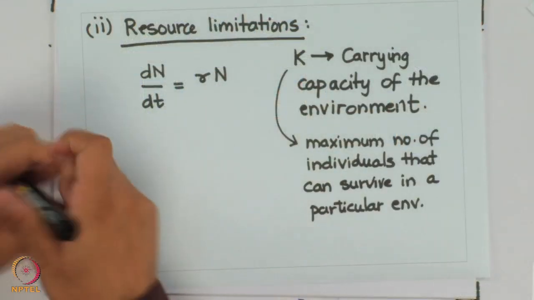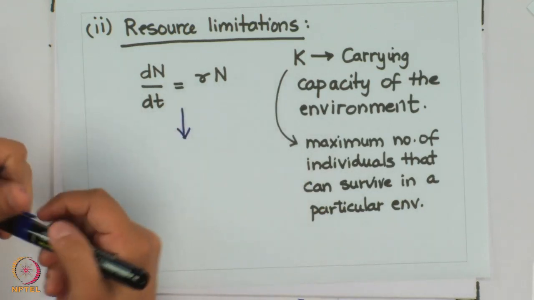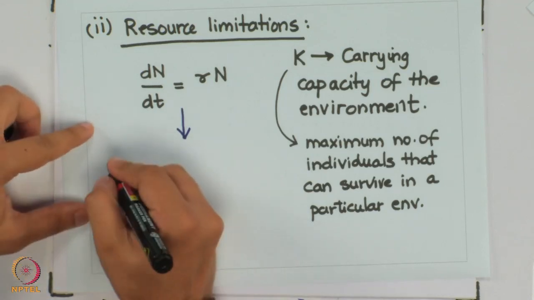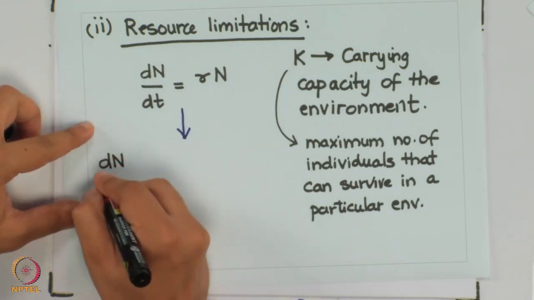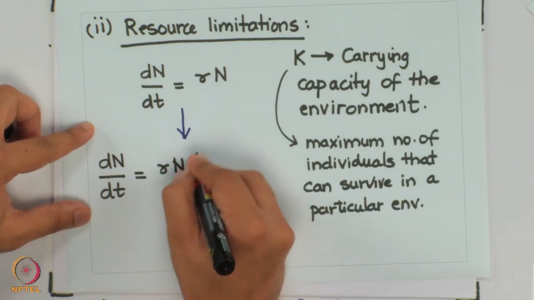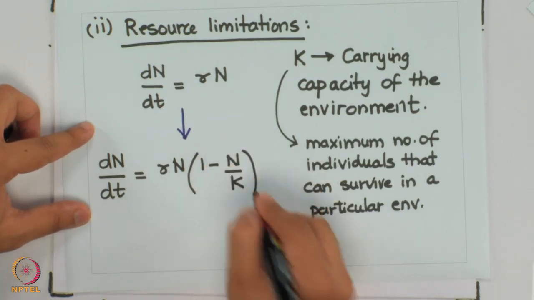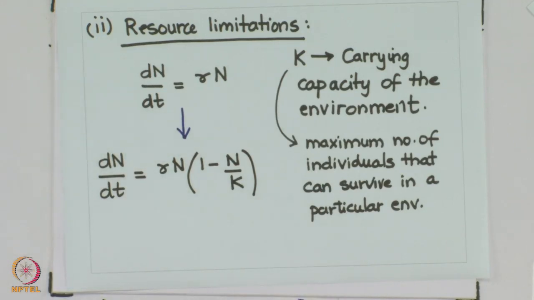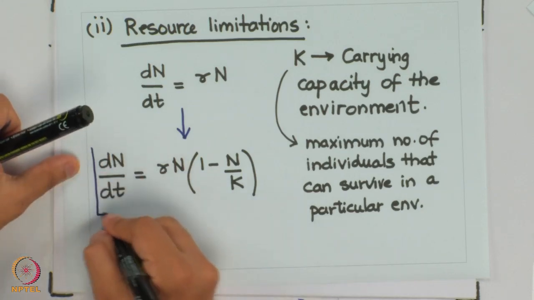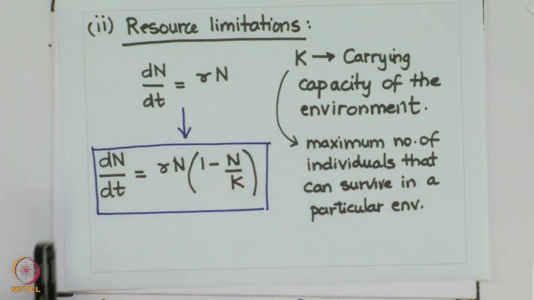Now, how that is incorporated in this equation is that we are going to change our unconstrained equation and add another factor which represents K. On incorporation, our equation looks something like this: dN by dt equals R N times 1 minus N by K. And this equation faithfully captures the resource limitation that happens as bacterial numbers increase with time. How does it do that? Let us take a look.